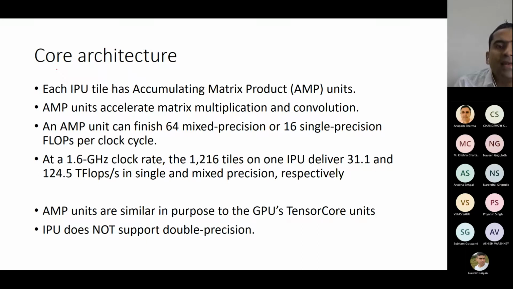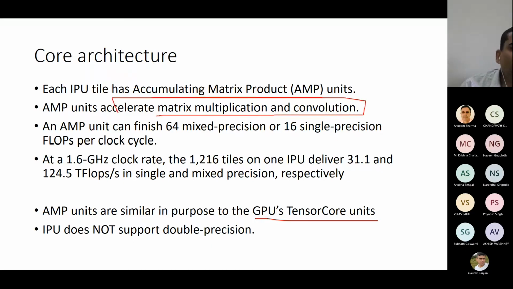Each tile has an accumulating matrix product unit, which is similar to GPU's tensor core units. It accelerates matrix multiplication and convolution. In Hanguang also we saw that it accelerates both matrix multiplication and convolution. Although you can always convert convolution into matrix multiplication, you should also be able to directly accelerate convolution. That ability it also has, similar to Hanguang. An AMP unit can finish 64 mixed precision or 16 single precision flops per clock cycle.